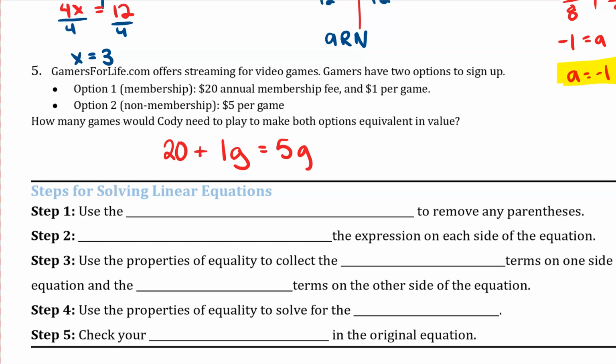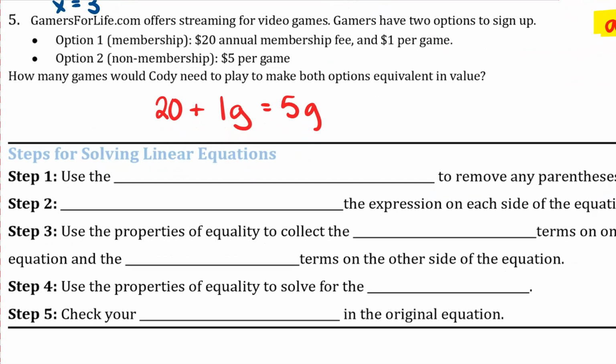So this is my equation. One side of the equation is option 1. The other side of the equation is option 2. Now I'm going to have you guys solve this one so that you can figure out how many games he'd have to play to make both options equal. To solve this, make sure you get your G's on the same side first. So pause the video really quick and solve it.